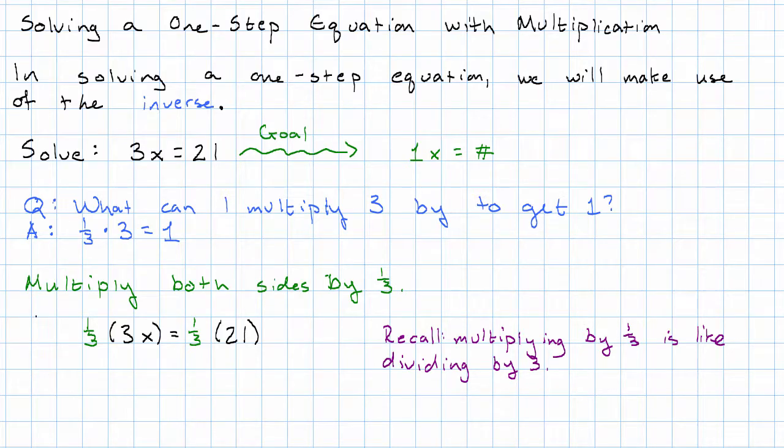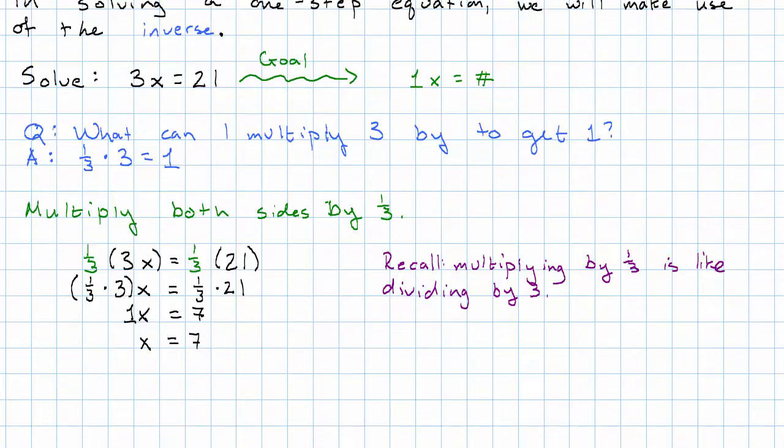Using the properties of multiplication, we can drop the parentheses on the left, and if we like, put in new parentheses around 1/3 times 3. 1/3 times 3, of course, is 1. So on the left we have 1x. 1/3 times 21 is 7. We get that the only solution is x equals 7.